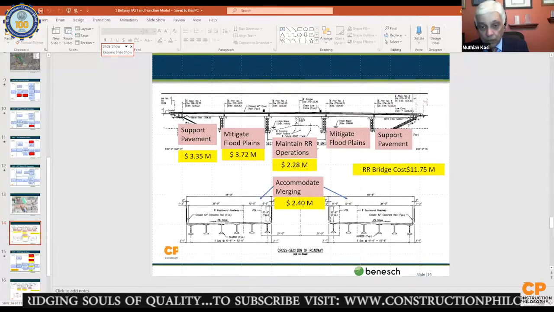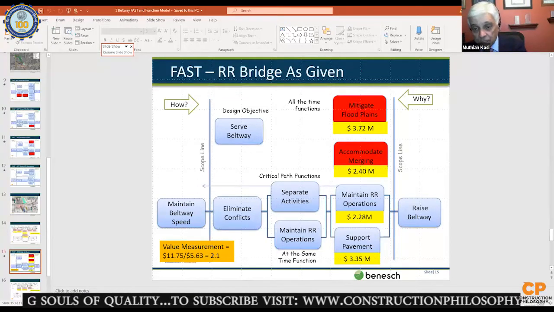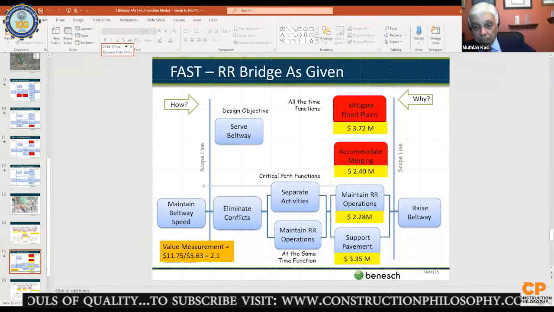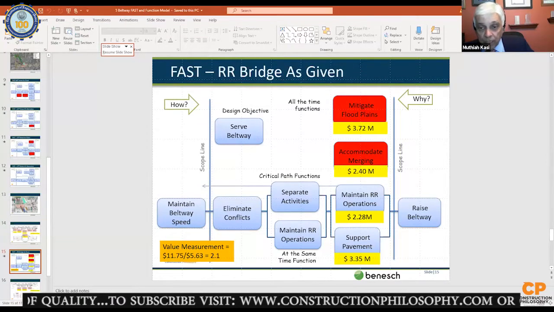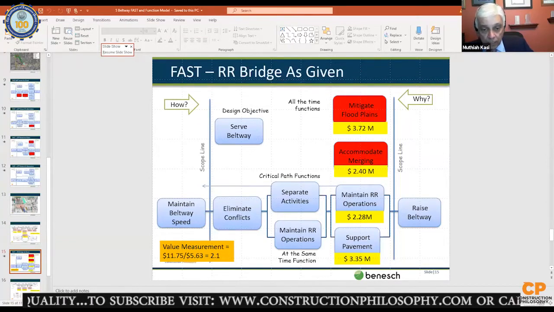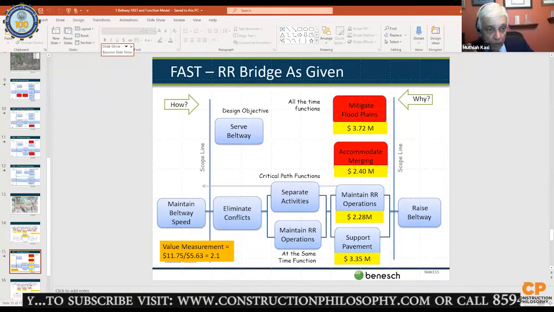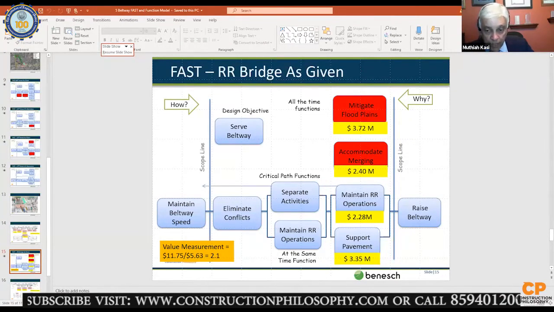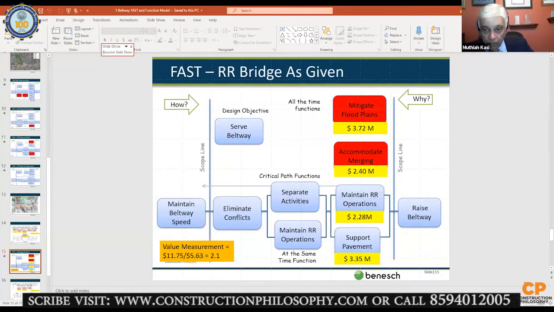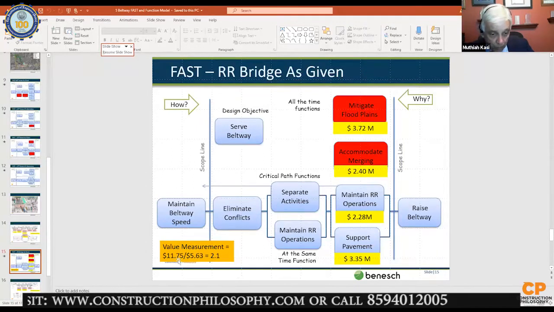So the cost of the bridge, again, I'm not going to go through the functions. You can see all the functions. Accommodate merging is 2.4 million. Mitigate floodplain is 3.72. They are not in the critical path of maintaining the railroad operation. If I wanted to only maintain railroad operation, I could have a shorter span, fewer spans, at a cost here. So if I take the total cost, it's about 11.75 million, 11.7 million.